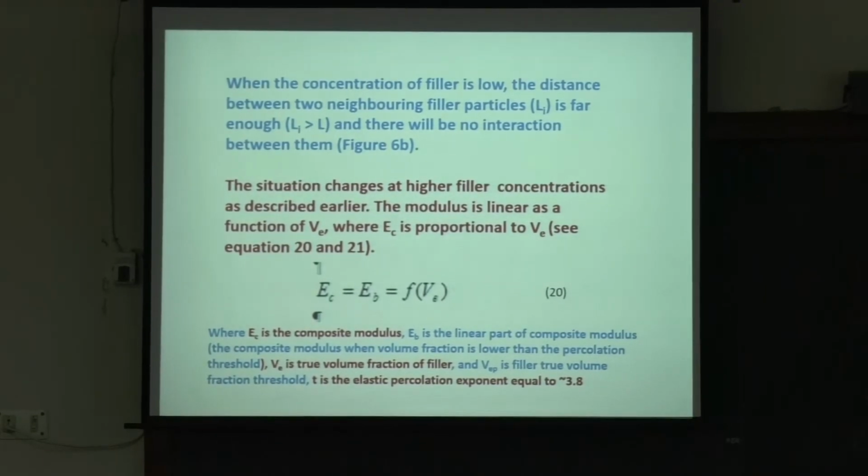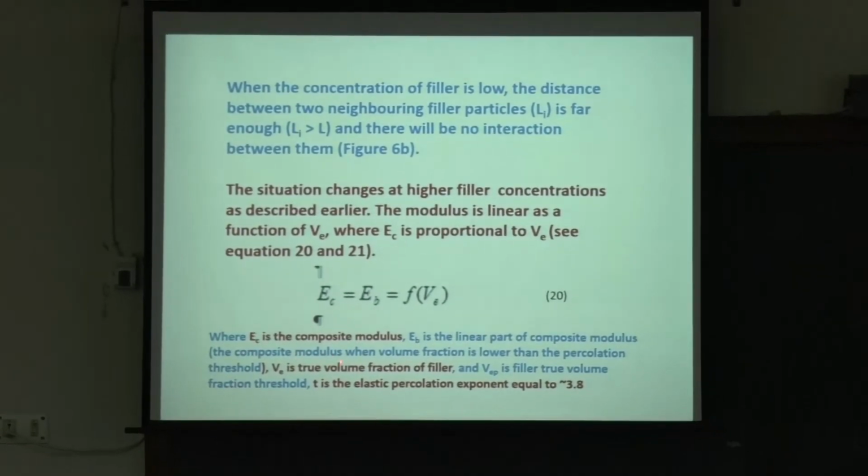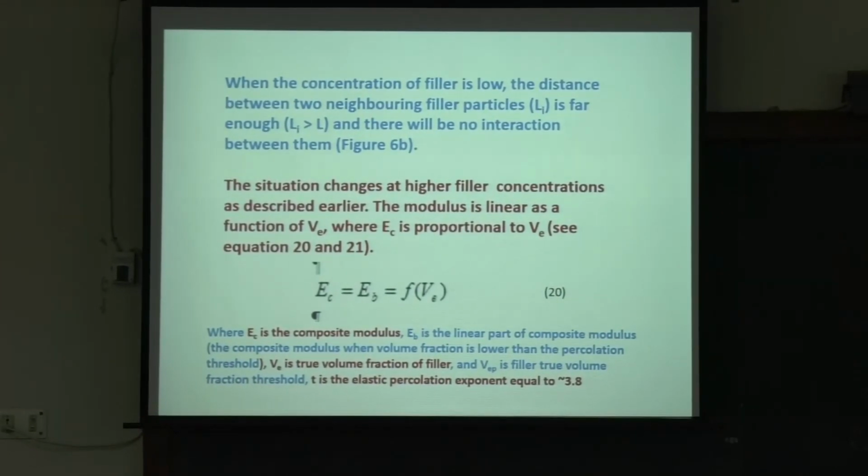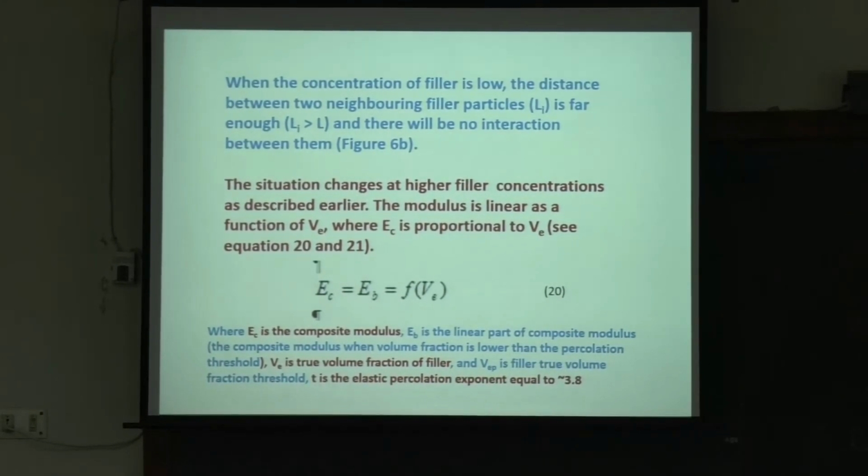So in this equation, EC is the composite modulus, EB is the linear part of the composite modulus, V is the true volume fraction of the filler. What is the true volume fraction? Not the extra volume fraction, okay? True volume fraction. And VEP is the typical filler true volume fraction threshold. T is the elastic percolation exponent, which is equal to about 3.8.